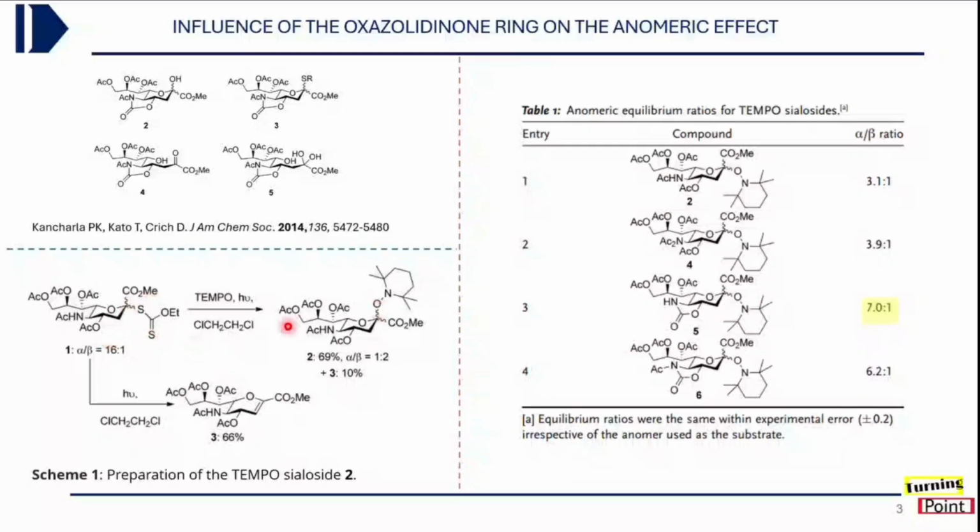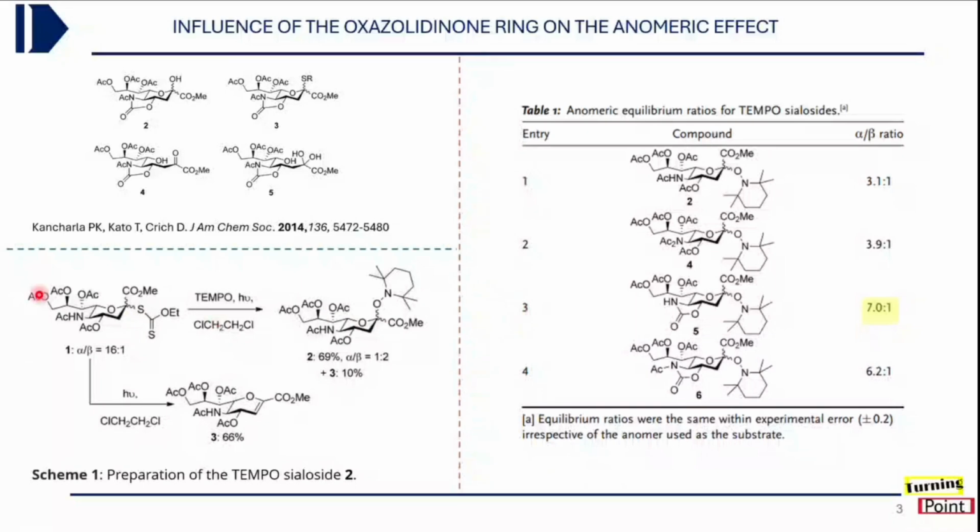They kept it with TEMPO, and under photolytic conditions they formed this TEMPO sialoside, which forms mostly the beta product, with less alpha. Their main goal is to study the anomerization, so they kept this product further in the presence of light to see whether any change occurs. They observed that there is no change in the anomeric ratio of this product even when kept for a longer time in the presence of light.